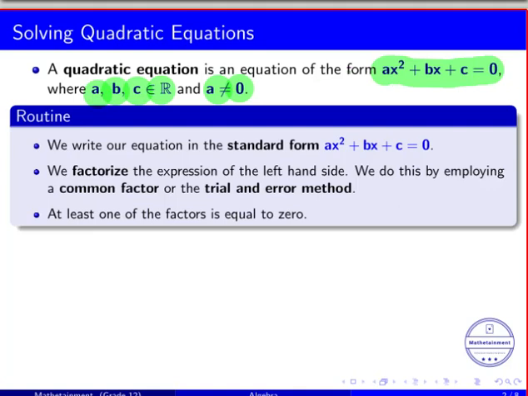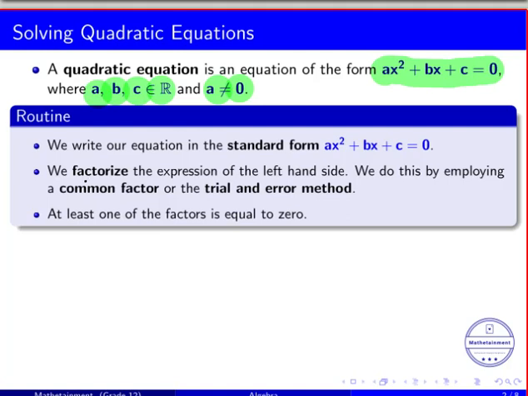Otherwise, if a is equal to 0, then the coefficient of x squared will be 0, and the term containing x squared will eventually disappear, and you'll be left with a linear equation instead of a quadratic equation. So that is the importance of confirming that a is indeed different from 0. This means we have a quadratic equation.